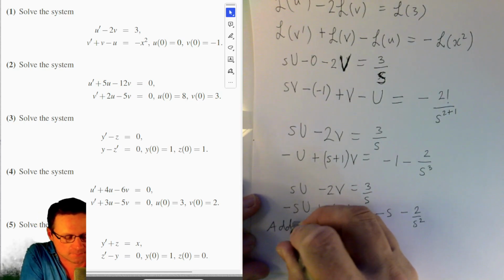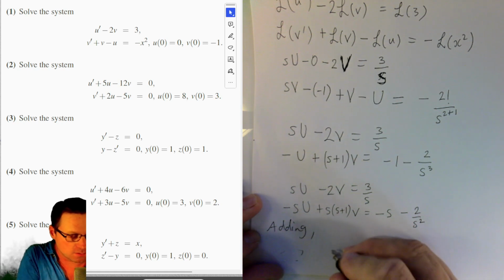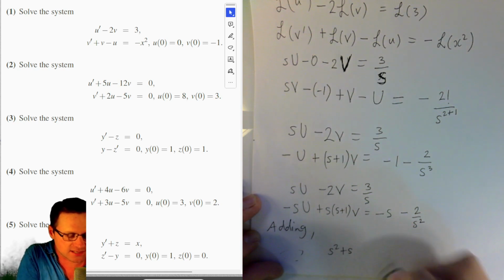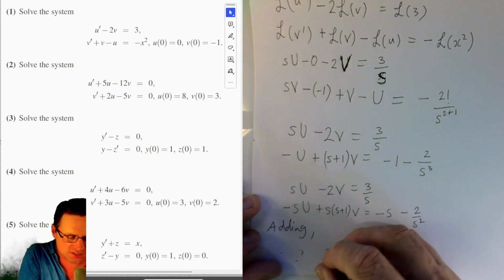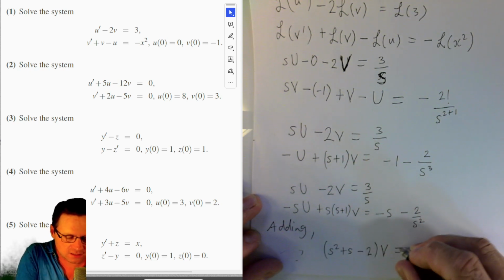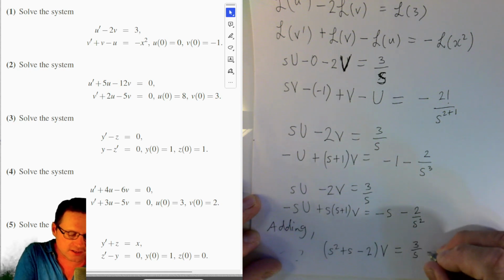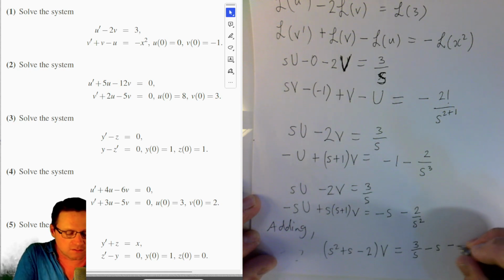So next we can add the two equations. We have s squared plus s for the product of these two. I've just expanded that. And then minus 2 all in brackets times V is equal to 3 over s minus 2 over s squared. Okay, now here's the tricky part, is to write this in the correct way so that the inverse Laplace transform is easy to take.